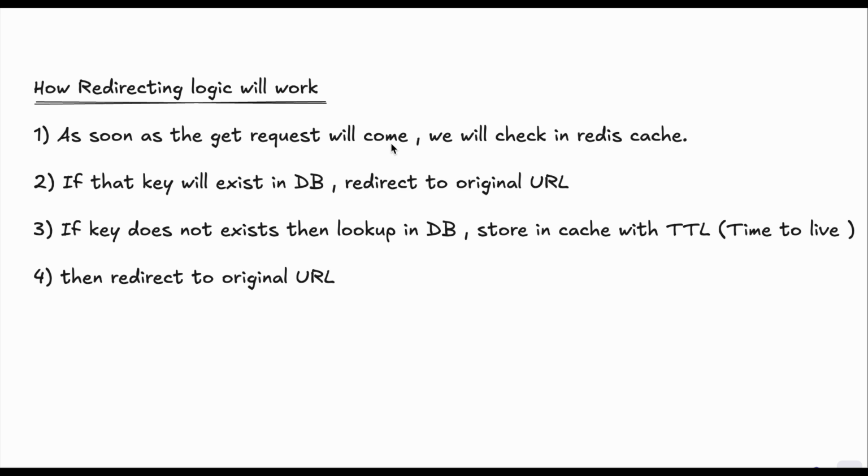Let's see how the redirecting logic will work. As soon as the get request will come, we will check in the Redis cache. And if that key will exist in the Redis, not in DB, that was mistakenly written by me. So if that key will exist in the cache, we will redirect to the original URL. If that key does not exist, then we will look up in the database and store it in cache with TTL, which is time to live, and then we will redirect to the original URL.